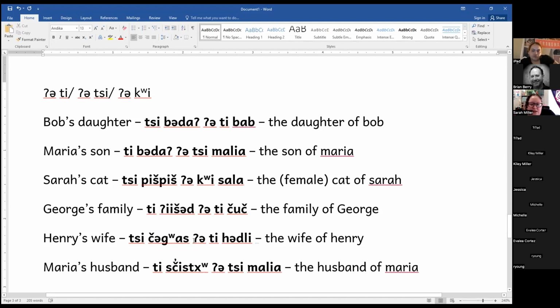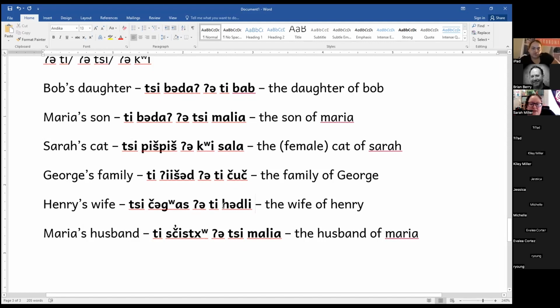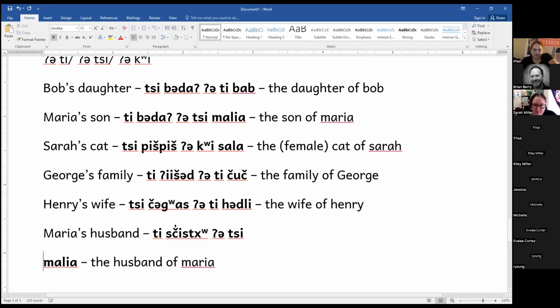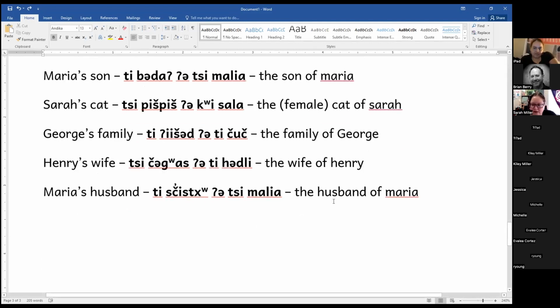Si chagwas utti Hudley. I hope somebody actually names their kid Hudley and Chooch, because I think that would be great. Teast east utsi Malia. Remember, you're blowing out with this one. East. Teast east utsi Malia. All right, not bad.